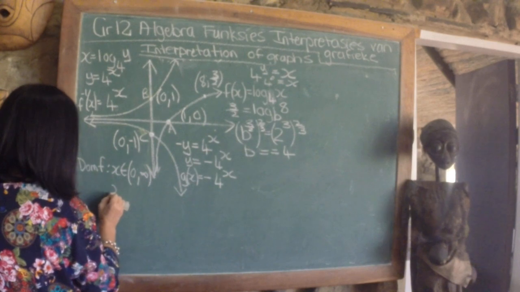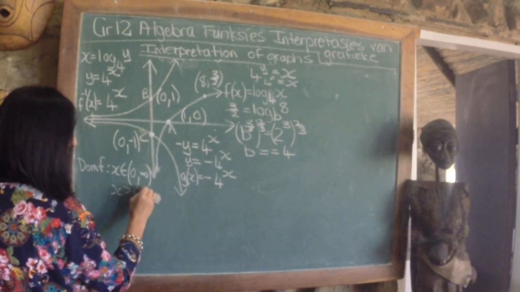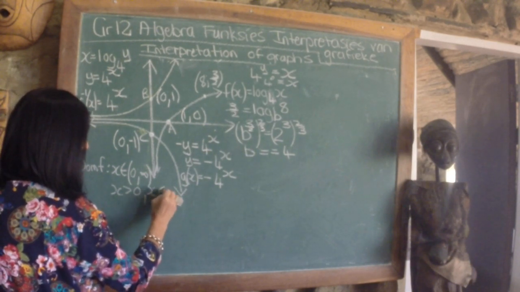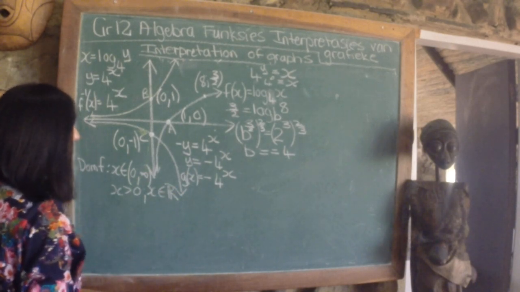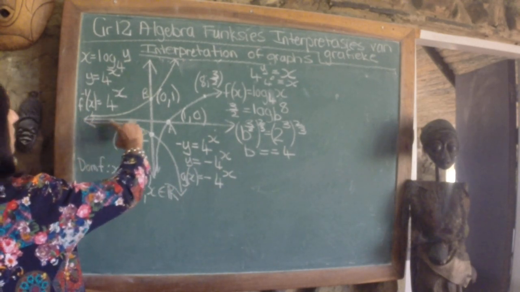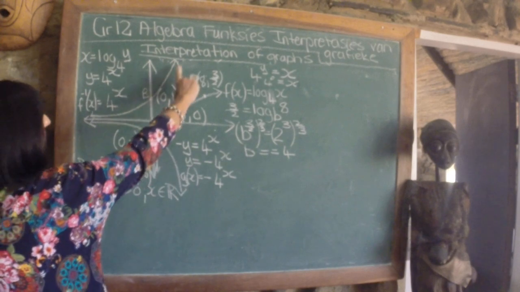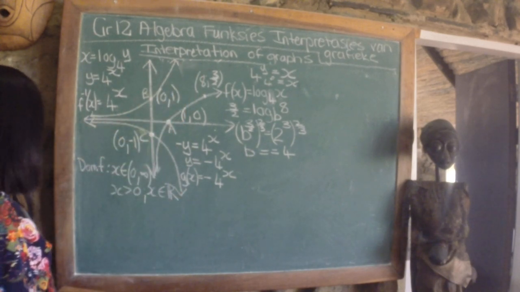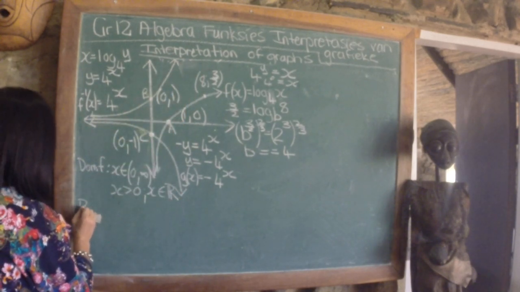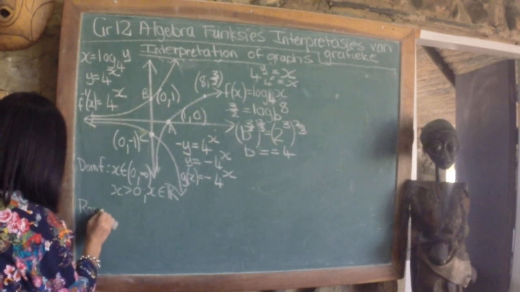Jy kan dit ook skryf as x is groter as 0, onthou net om by te sê x 'n element van die reële getalstelsel. Ons gaan kyk na die waardeversamelings van my inverse funksie en gx. The range, my waardeversameling.